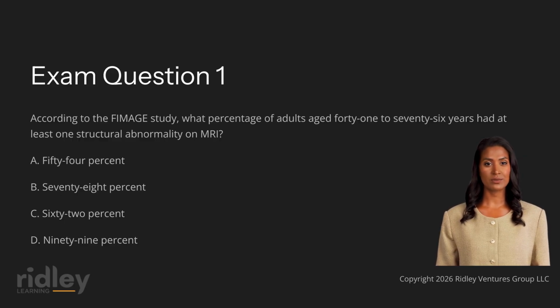Rationale. The FIMAGE study, published in JAMA Internal Medicine, found that 99% of adults aged 41 to 76 years had at least one rotator cuff abnormality on MRI, making it the most thorough population-based MRI data to date.